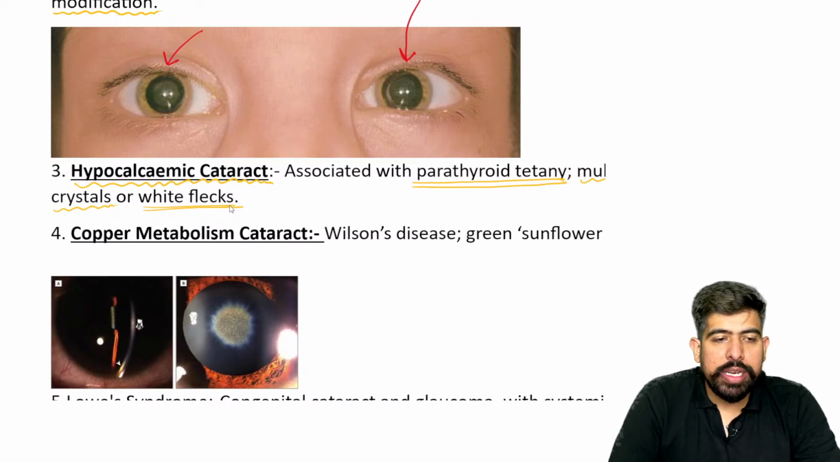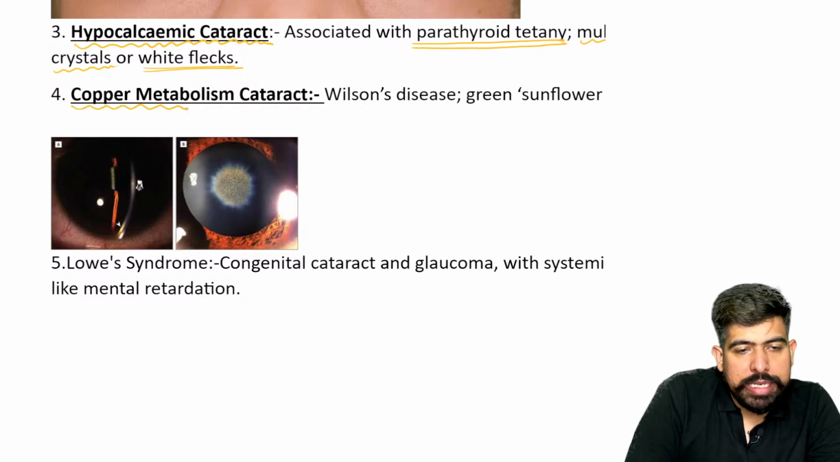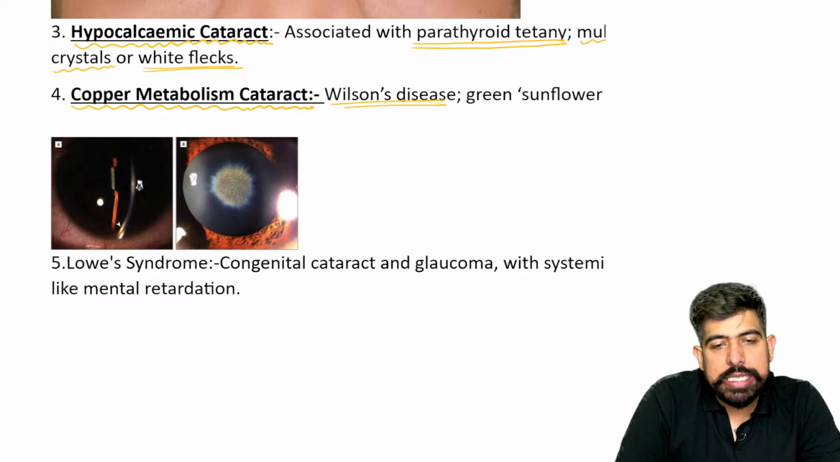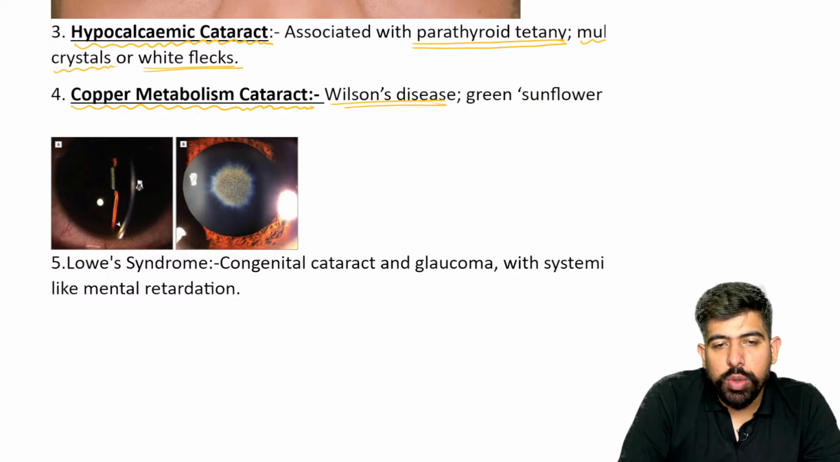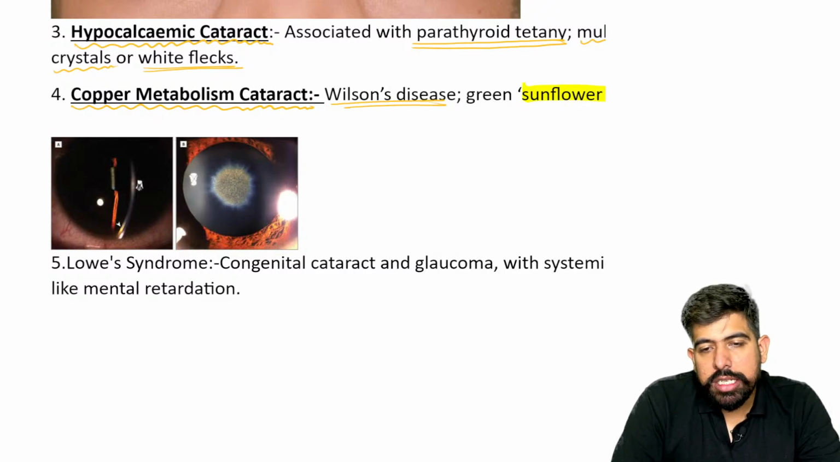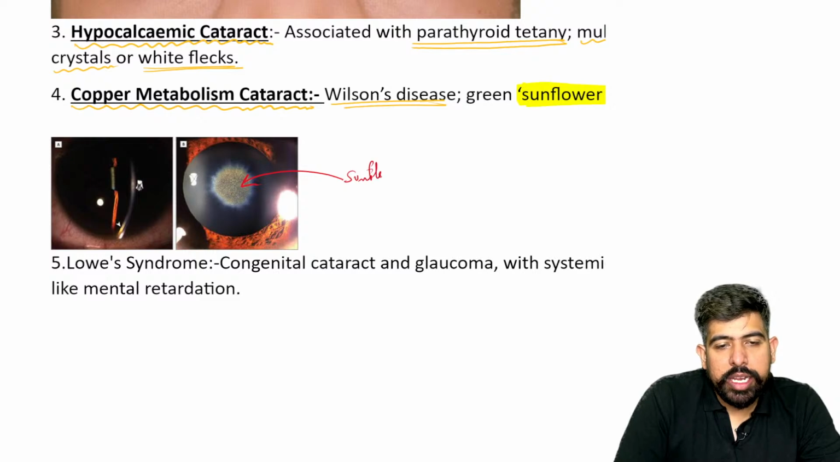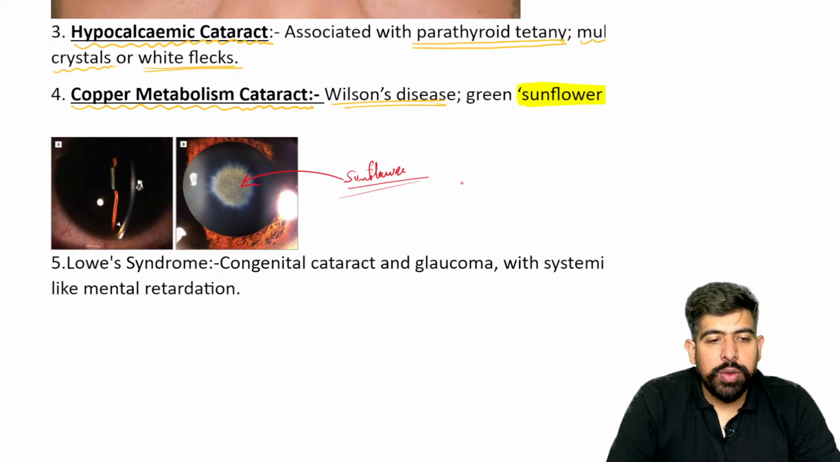Now, the next important type is the copper metabolism cataract. It is a disease you know very well, which is Wilson disease. In Wilson disease, a special type of cataract is seen because of copper metabolism, known as the green sunflower cataract, or the sunflower cataract. It seems like a sunflower is on the lens. You can see over here, this is your sunflower cataract.